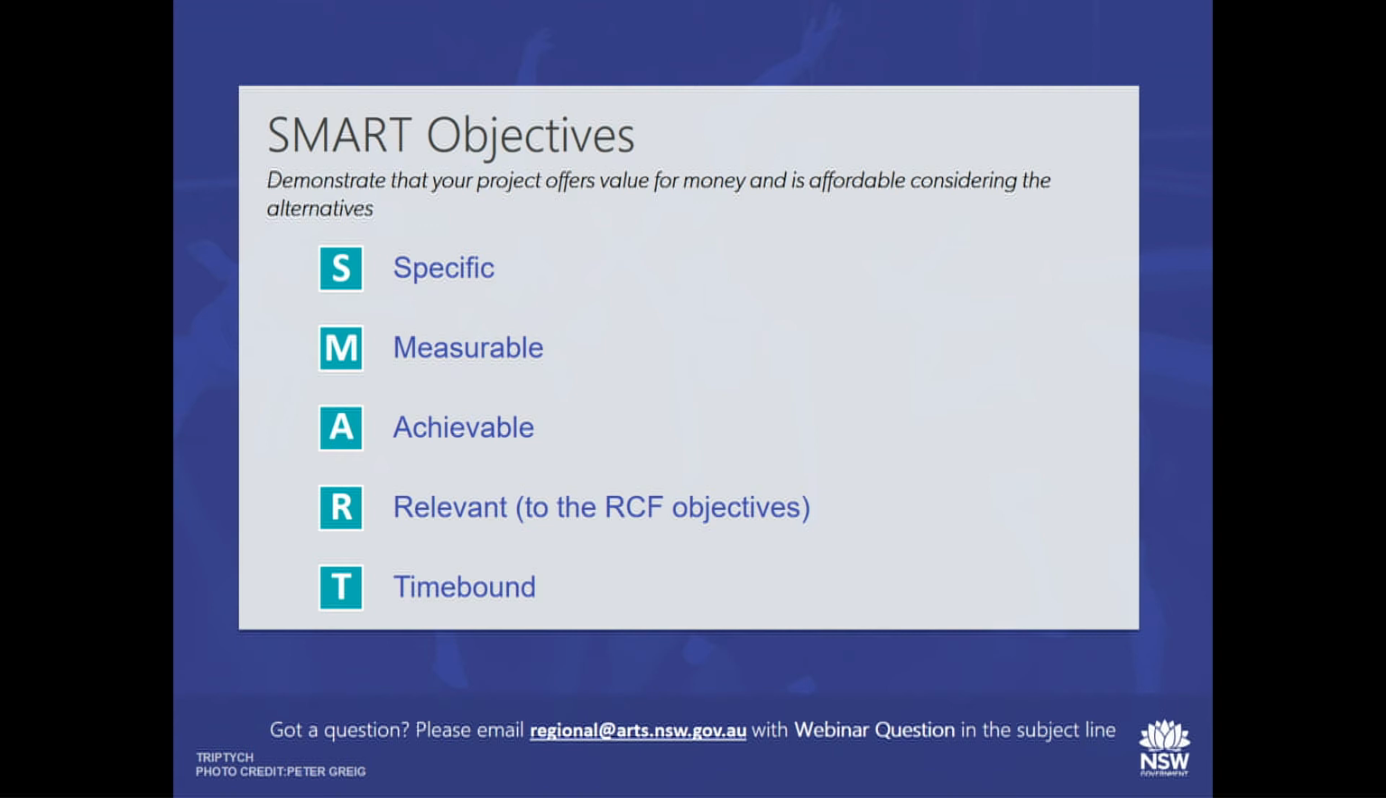And make sure it's relevant. So it's always important to tie these things back to the Regional Cultural Fund objectives and make sure that you show alignment with them. Lastly, set a date. So make sure that the objective achievement has a date so that you know when it should be achieved by.